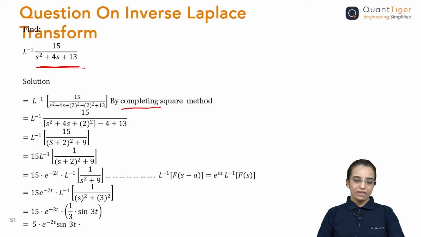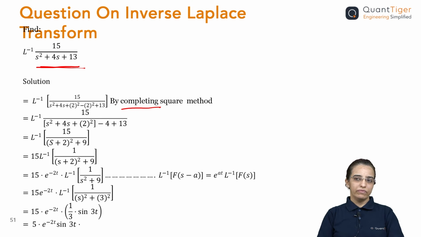in the form of s square plus 4s plus 13. I have solved this by the completing square method. You may remember we have studied this in 9th and 10th grade, how to solve a quadratic equation by the completing square method.